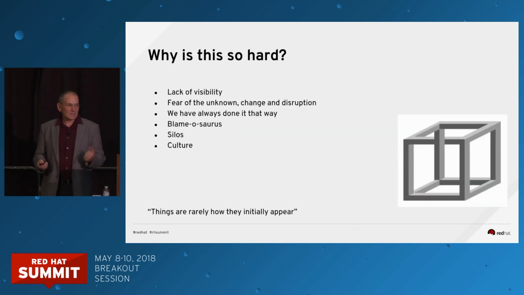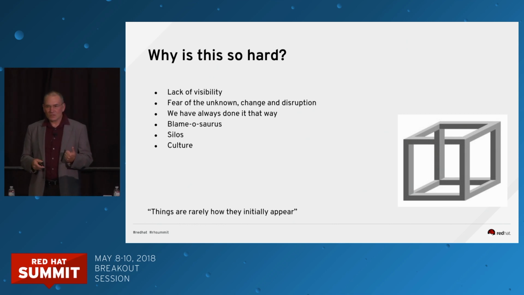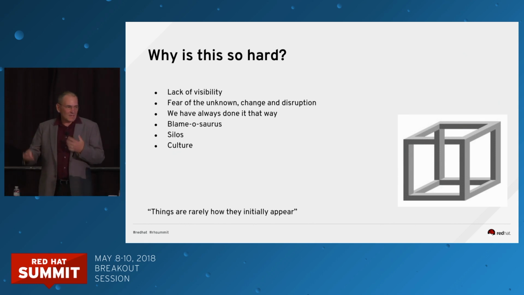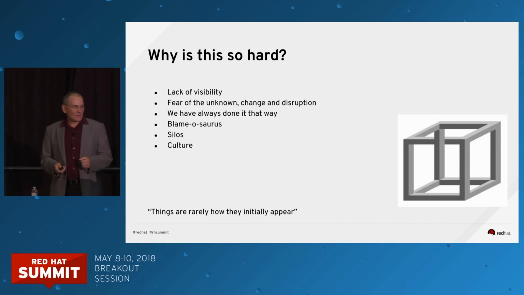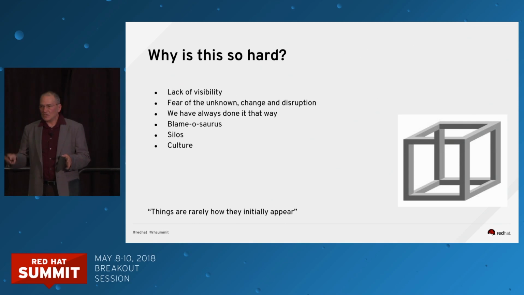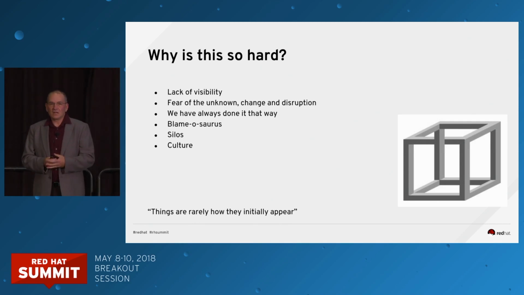So why is this so hard? We've got the lack of visibility, getting visibility into not just systems, but getting visibility into processes, getting visibility into why things were done this way when those people are no longer with the organization. Fear of the unknown, change and disruption. There's comfort in having things and knowing how things are done currently.